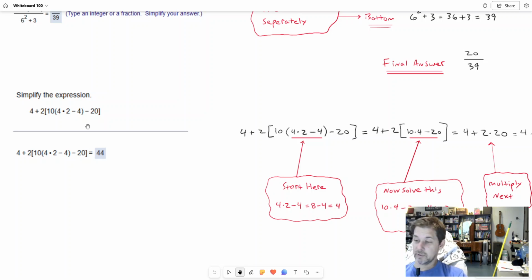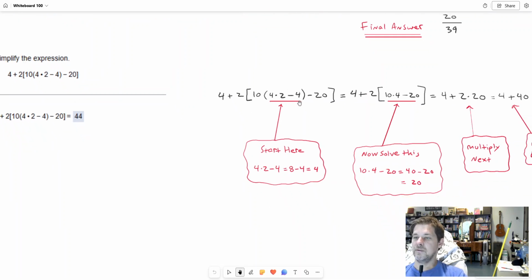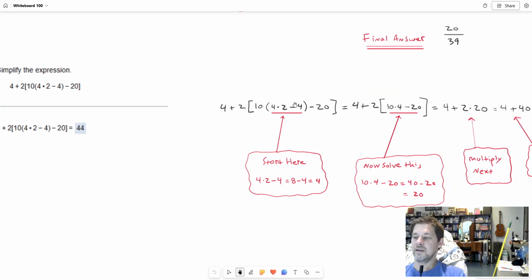Now we work on parentheses and brackets. We do what's inside, we work from the outside in. So with this problem, I need to do this first, okay? And then I'll work out from there. Okay, so I'll say, okay, what's 4 times 2 minus 4? Now I got to do that part first before anything else. But that has multiplication and subtraction. So what do you do first? Well, of multiplication and subtraction, we do multiplication first. So 4 times 2, that's 8. And then we get 8 subtract 4, that's 4. So that's what we do before anything else.